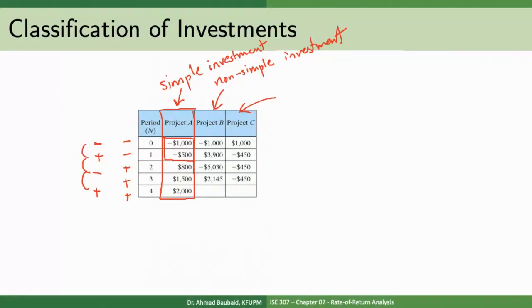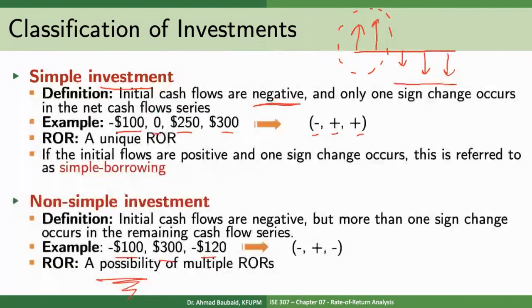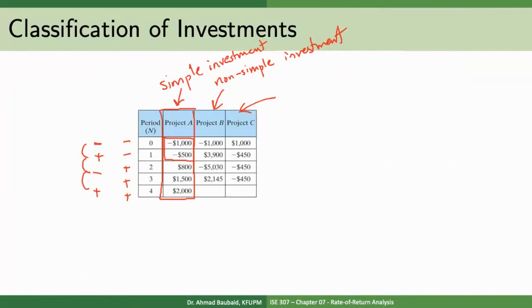What about C? I mean, maybe just if you don't remember the name. Yes, so Mazen put in the chat, it's simple borrowing, and that's absolutely right. The reason is that the first one is positive, and then the rest are negative. So there's one sign change, but the first cash flow is positive. So this is simple borrowing.